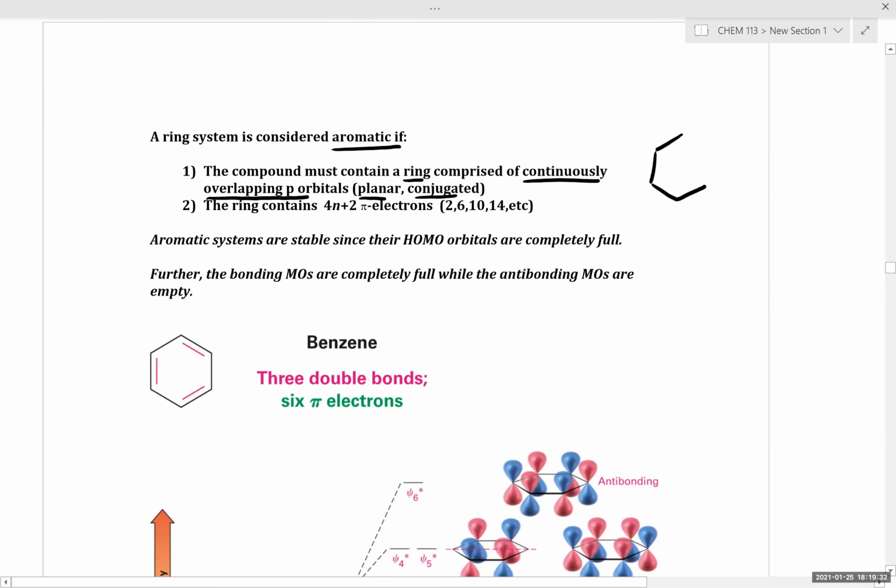So just to make sure everyone's on the same page, would a structure like this be viable when we talk about aromatic or non-aromatic systems? Would a structure like this satisfy the rule for aromaticity? Yes or no? No. The reason for that, it's not fully conjugated.